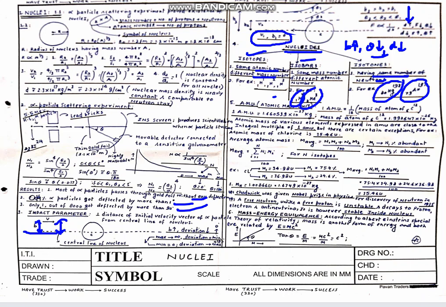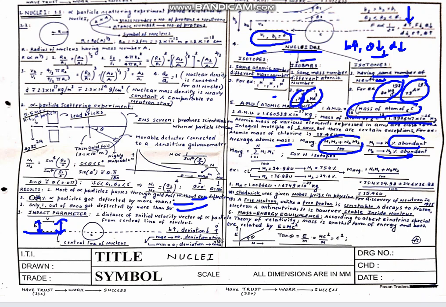You can calculate. Then there is the concept of AMU, the atomic mass unit, which is 1/12 the mass of a carbon-12 atom, which is equal to 1.66053 into 10 to the power minus 27 kg, and the mass of hydrogen is going to be this. Then we have average atomic mass, which is (M1 N1 + M2 N2) by 100, where M1 is N1% abundant and M2 is N2% abundant.